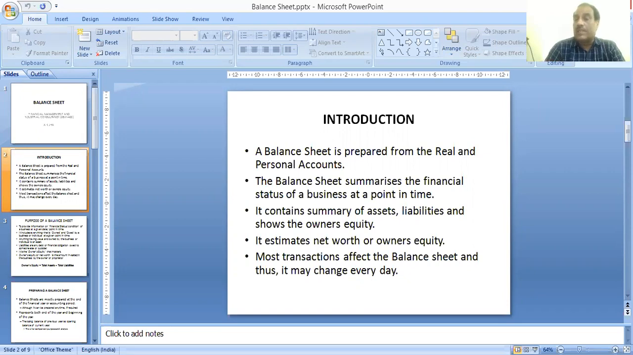Most transactions affect the balance sheet, and thus it may change every day. I have already told you that any new transaction can affect the balance sheet, and thus it can be prepared at any time. But usually it is prepared at the end of an accounting year or financial year, that is, on 31st March of any financial year.